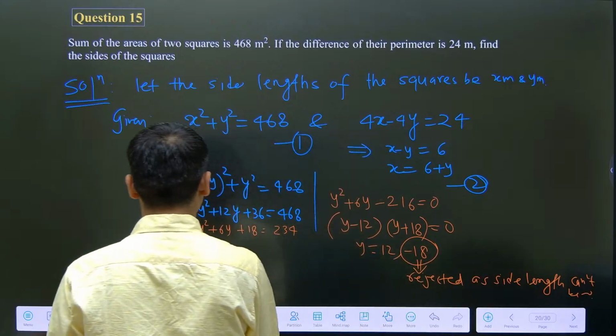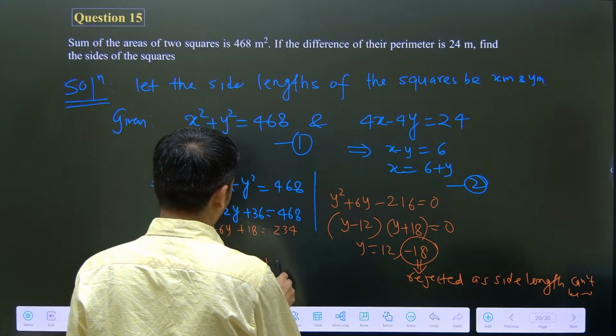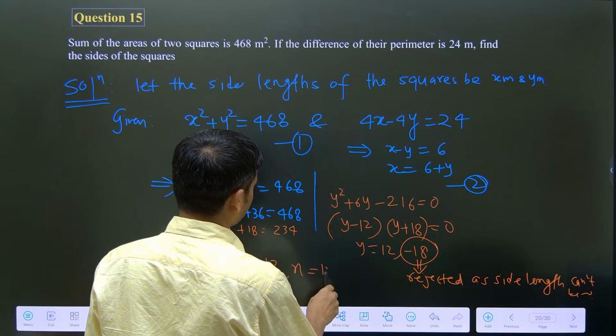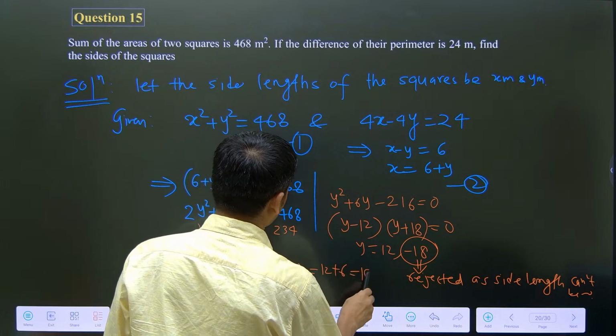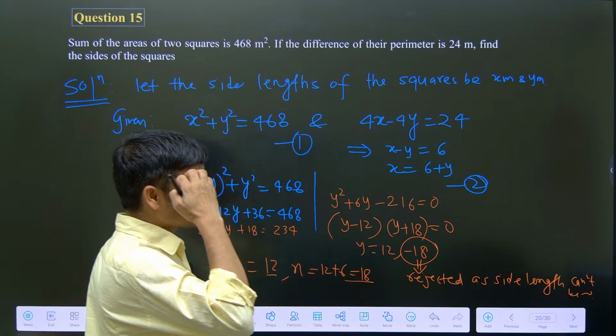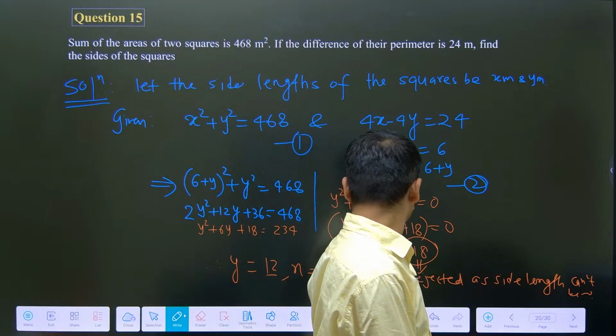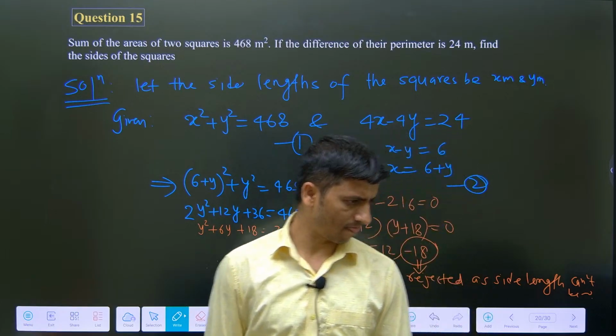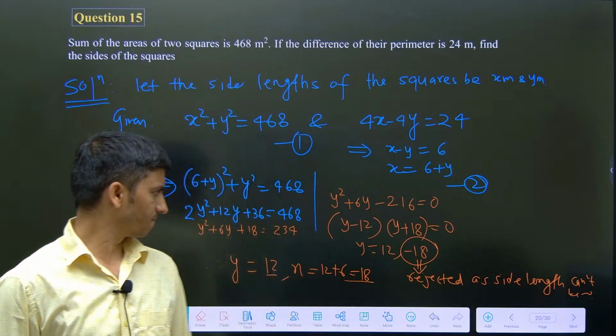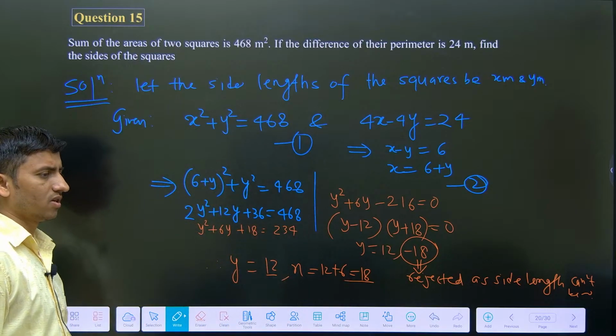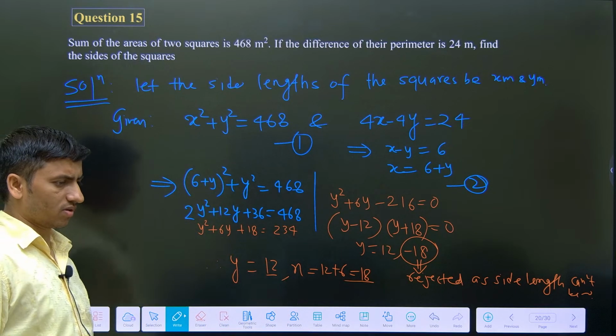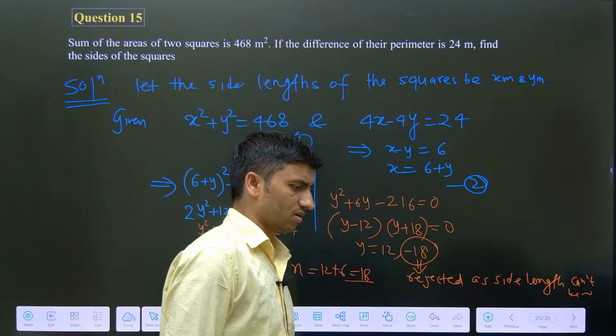Right? Therefore, value of y is 12. So x has to be 12 plus 6, 18. So the side lengths of the squares will be 18 centimeter and 12 centimeter respectively. Is that all right? Have we all got it? I think most of you have got the same answer, right? Good.